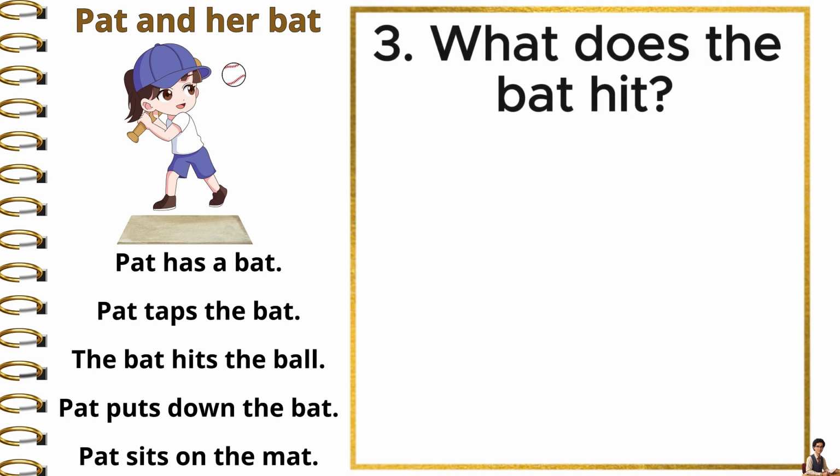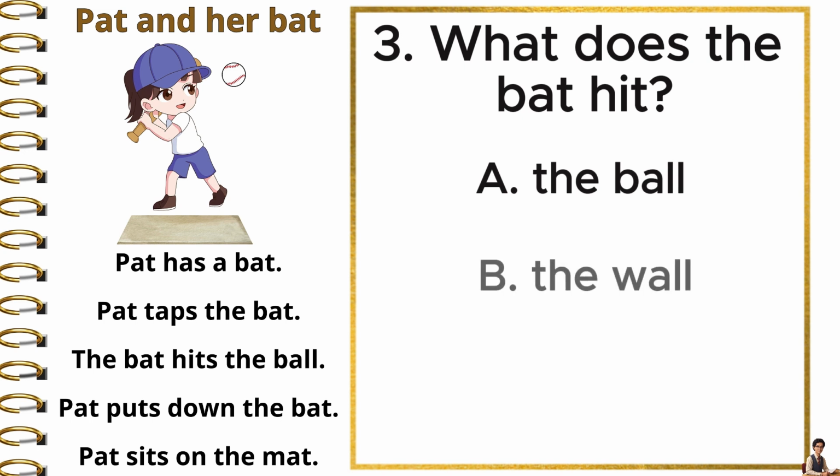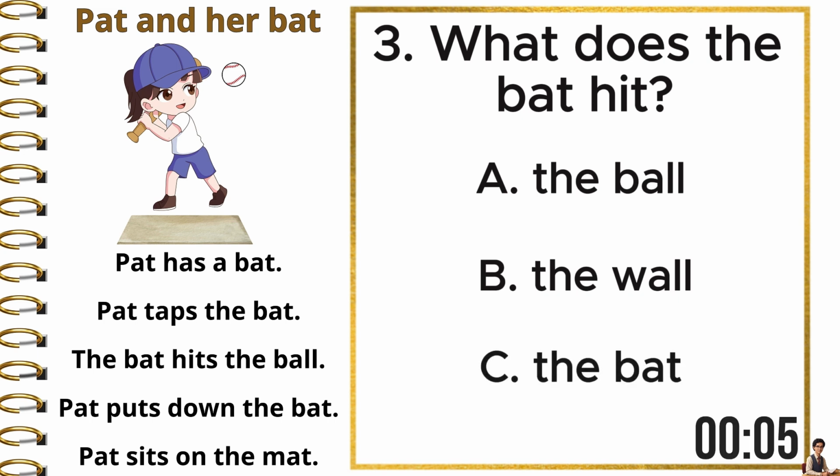Number 3. What does the bat hit? A. The ball. B. The wall. C. The bat. A. The ball.